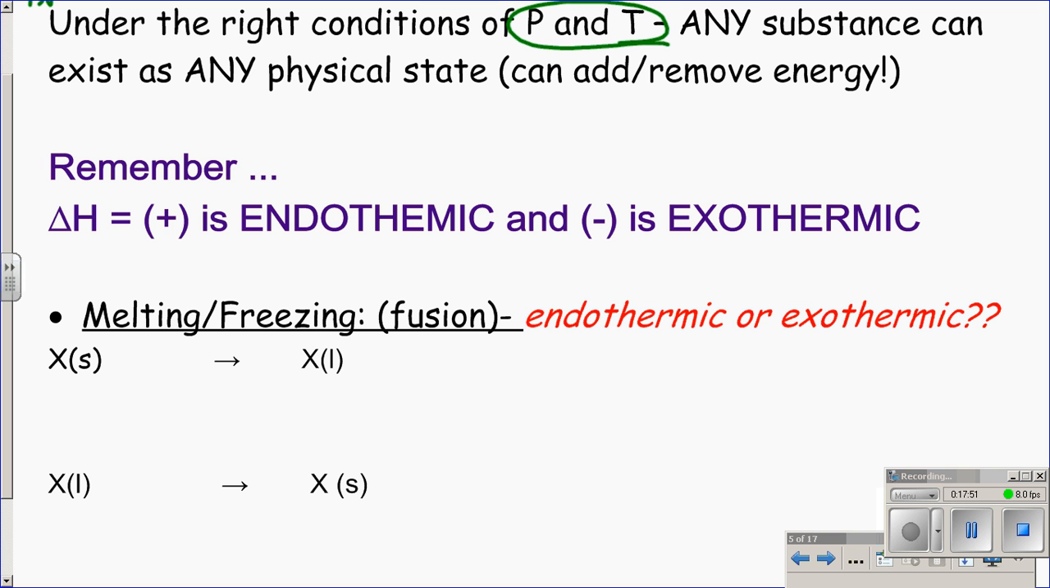This is the part that I need you to definitely write. Melting and freezing, another word for melting is called fusion. So we're going to hear fusion in just a minute as we go through some examples.